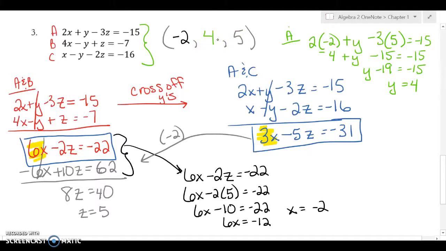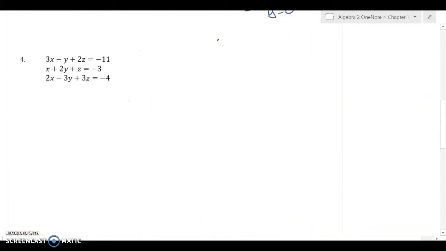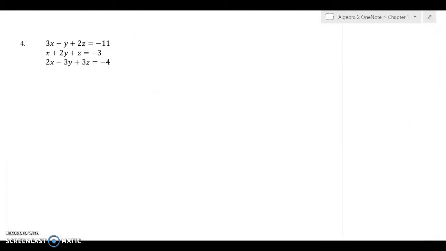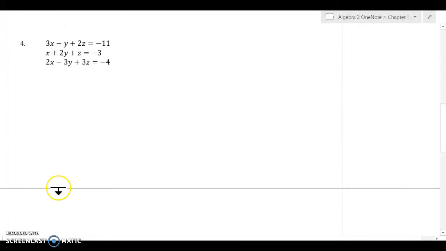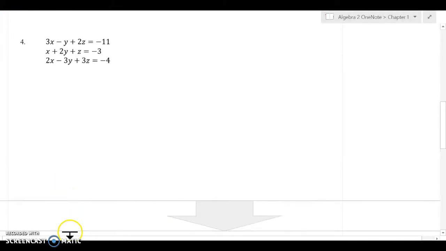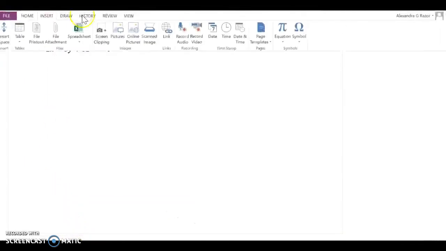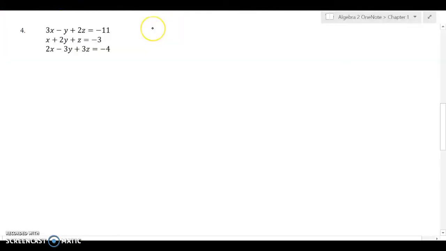But again, your first goal is to combine two to cross something off, and then do that again with two other ones to cross something else off. All right, let's look at number 4. Now, number 4, we started in class and everybody kind of did it different, so you might get a little confused, but in the end, you should get your right answer if you do your process right. Okay, so let's label these A, B, and C.